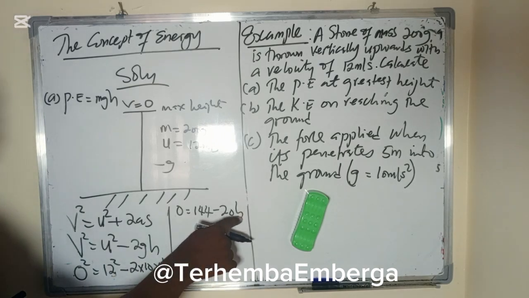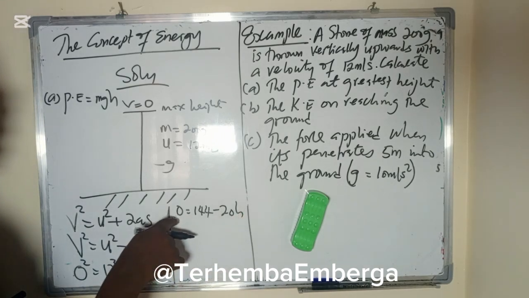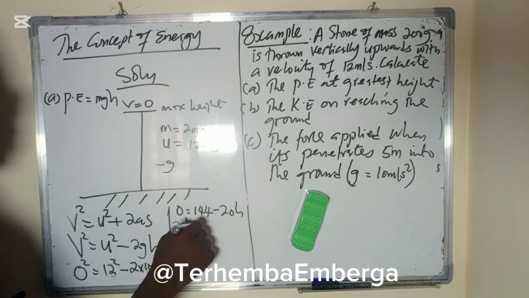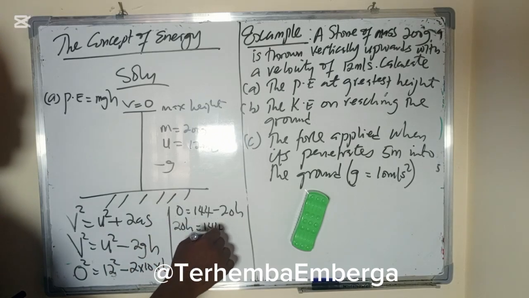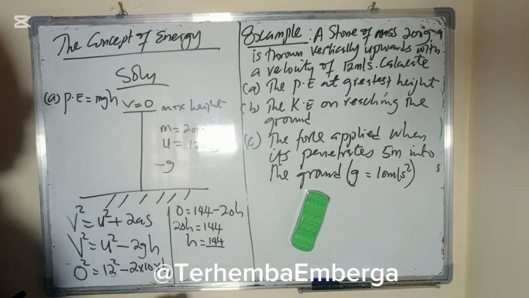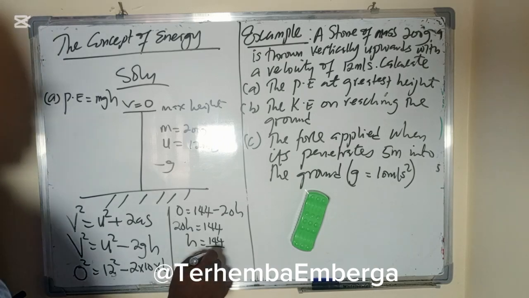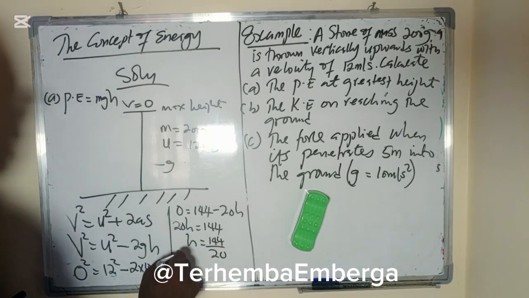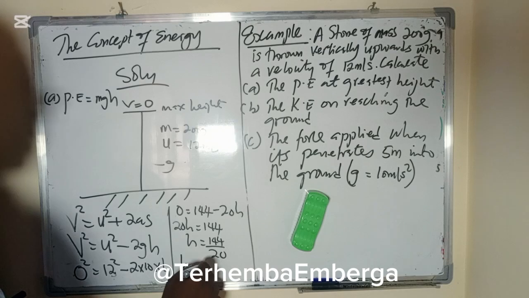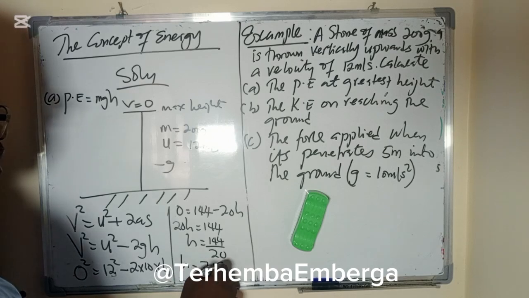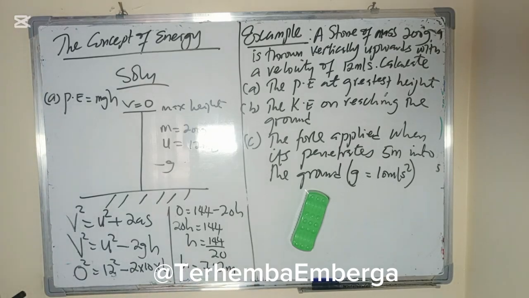So what our interest here is H. So we'll take H to the left hand side. So we have 20H is equal to 144. And then H will be equal to 144 divided by 20. And H will be given as 7.2 meters.